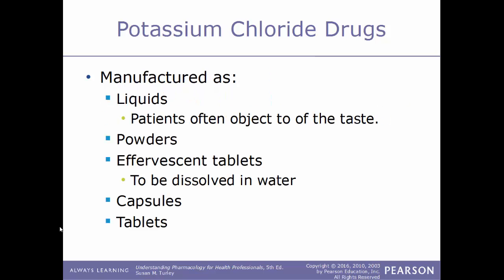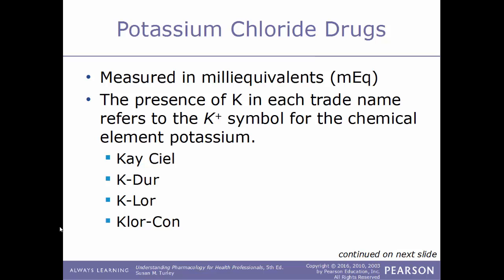Now, these can be manufactured in multiple forms. They can be formed in a liquid, but patients often object to the taste of this medication. They can be found in powders or in effervescent tablets, or in capsules or in tablets. This type of drug is measured in a unit called mEq, milliequivalents. And something that you'll notice for all potassium chloride drugs is the presence of the letter K in each trade name. That K is a reference to the elemental symbol for potassium, which is K.